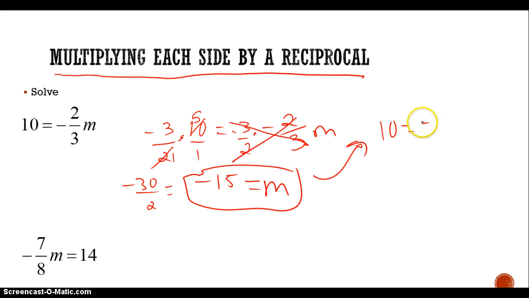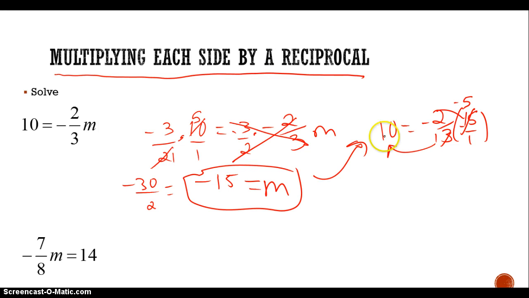10 equals negative 2 over 3 times negative 15 over 1. You could cross reduce again if you want, or multiply across. So negative 2 times negative 15 is 30. 30 divided by 3 is 10. If you cross reduce, this turns into a 5, turns into a 1. So negative 2 times negative 5 equals a positive 10. So a couple different ways you could solve that. Again, we want to use the least amount of steps as possible.